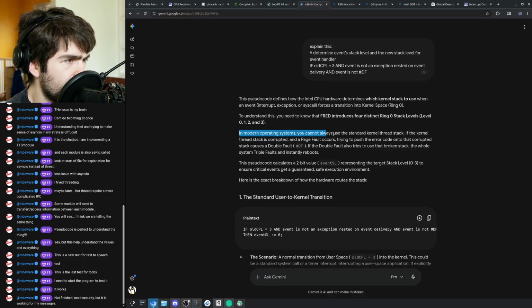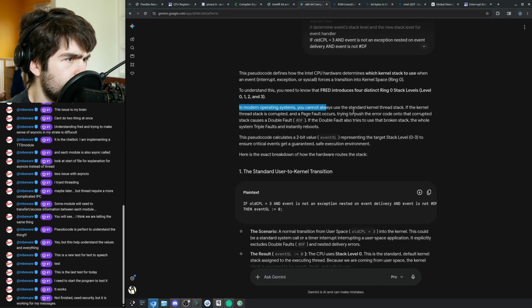In modern operating systems, you cannot always use the same standard kernel thread stack. If the kernel thread stack is corrupted, a page fault occurs trying to push the error code onto that corrupt stack, causing a double fault. If this double fault also tries to use the broken stack, the whole system triple faults and instantly reboots. This pseudocode calculates the 2-bit value, event SL, representing the target stack level to ensure that critical events get a guaranteed safe execution environment. This is the exact breakdown of how hardware routes the stack.